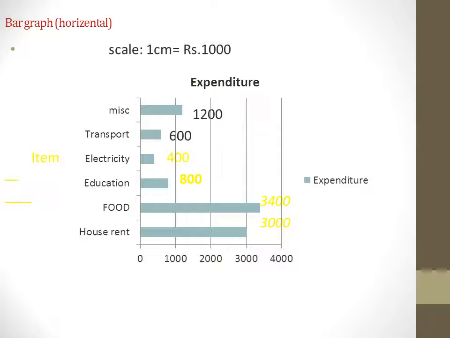Next, food expenditure is 3400. Next, education 800. So 800 is below 1000 only, between 0 to 1000, nearer to 1000. Electricity around 400. Transport 600. Miscellaneous remaining. Okay, miscellaneous is 1200. This is the horizontal bar graph. Okay, this is Lakshman's expenditure.